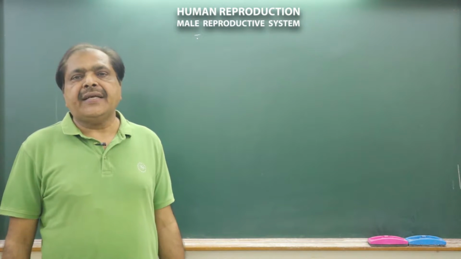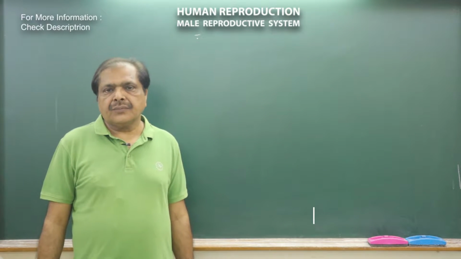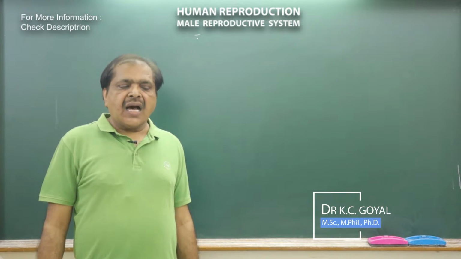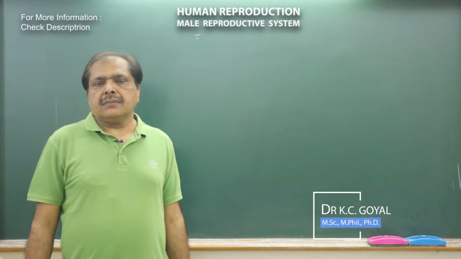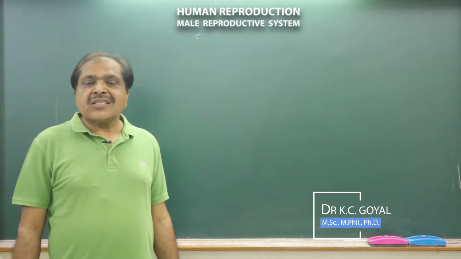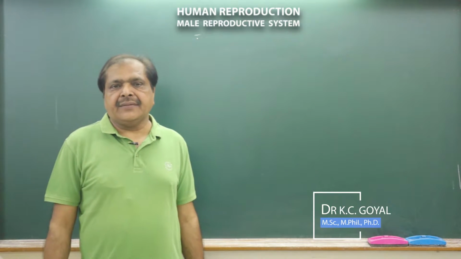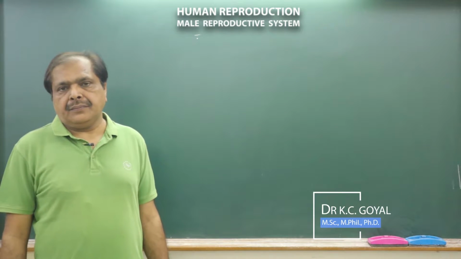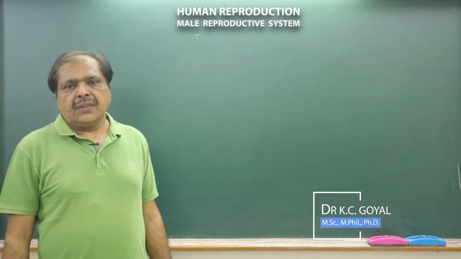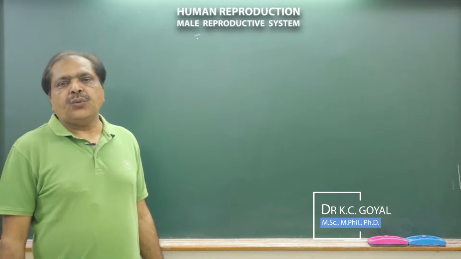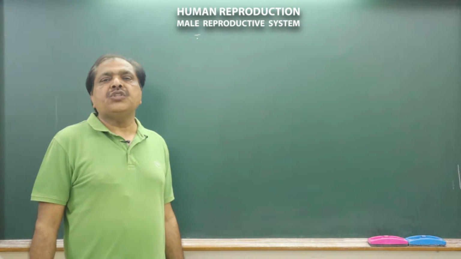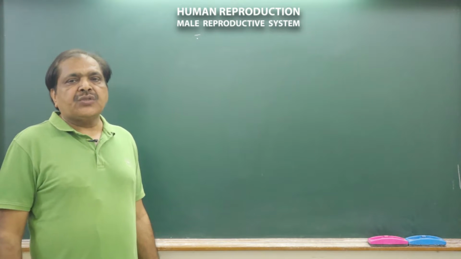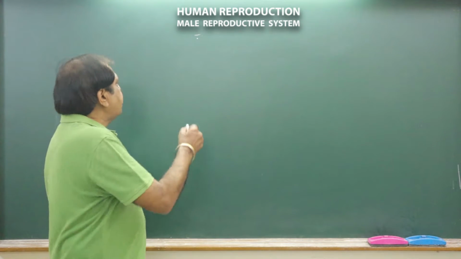Students, we have studied about spermatogenesis, formation of the sperm. The last step was the transformation of the spermatid into a functional sperm, and that was particularly known as spermiogenesis. Now today we are going to study the structure of the human sperm.